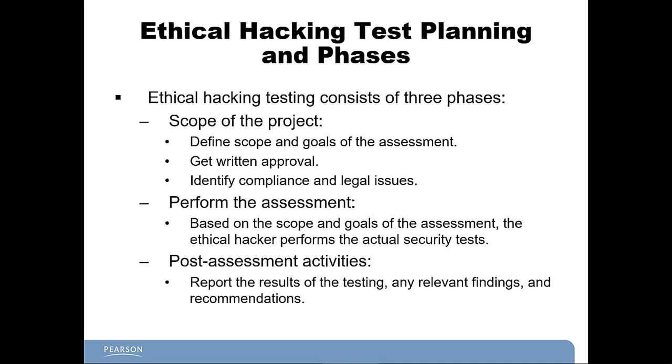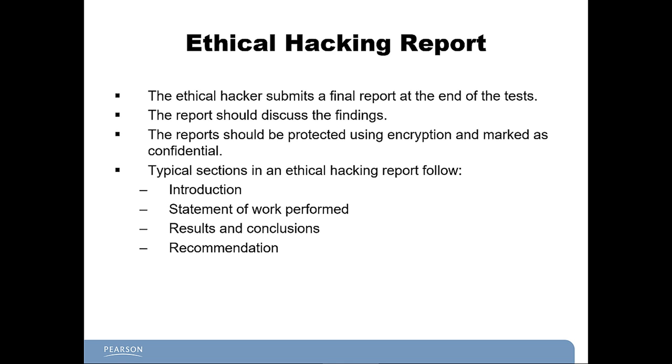Ethical hacking test plans and phases could be, first of all, getting the scope of your project, defining it, getting their approval, looking at any legal issues, then actually performing the assessment based off of your scope. Then afterwards, write up a report, show what you did, show what you were able to access so that the firm that hired you could tighten their security. Ethical hacking reports, normally, they will submit a final report. They should include an introduction, work performed, results, conclusions, as well as recommendations on how to fix key areas. The recommendation area is kind of subjective because sometimes you are hired to test and maybe not recommend.